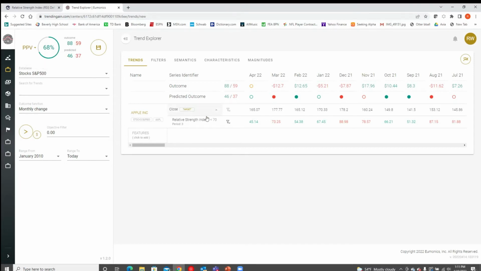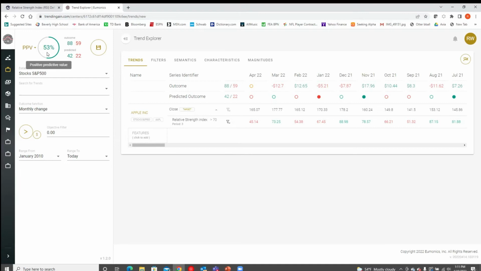In contrast, when the relative strength is greater than 70, it's only 53% likely to go up. So what this is telling us is that the Investopedia information isn't necessarily wrong. It just needs a little more sophistication with respect to how you interpret it. So it isn't as simple as, hey, the relative strength is greater than 70, it's overbought, get rid of it.